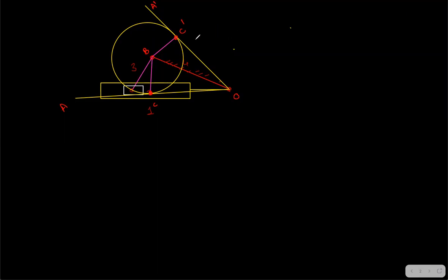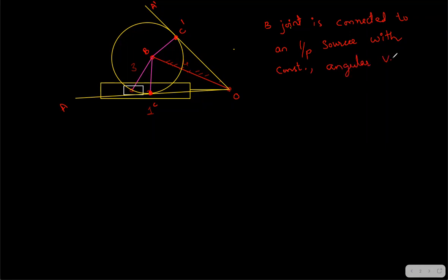Now tell me something: usually we connect the motor to B. So B joint is connected to an input source with constant angular velocity.